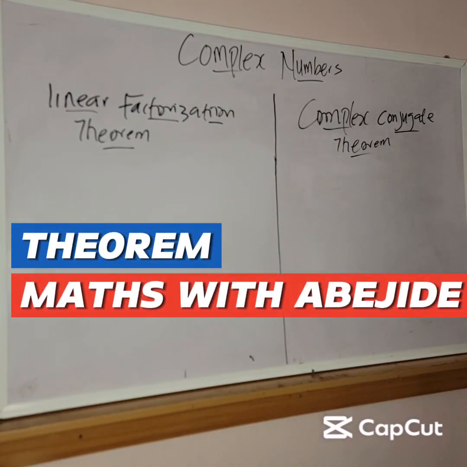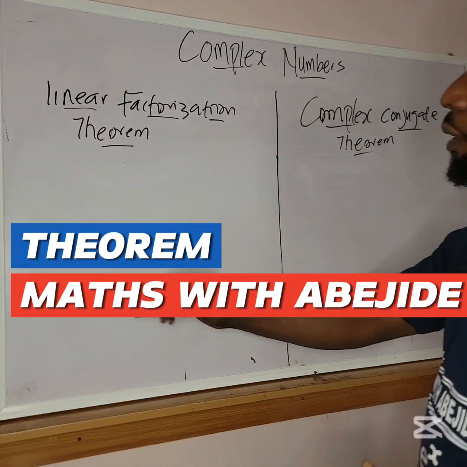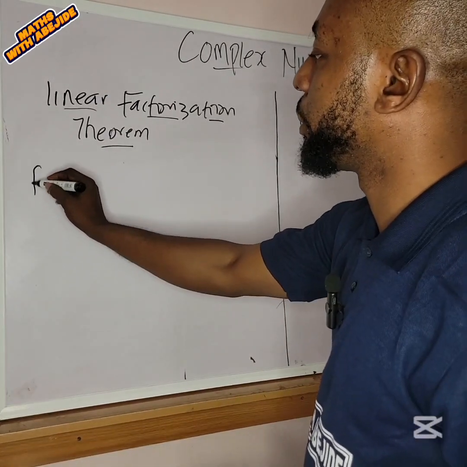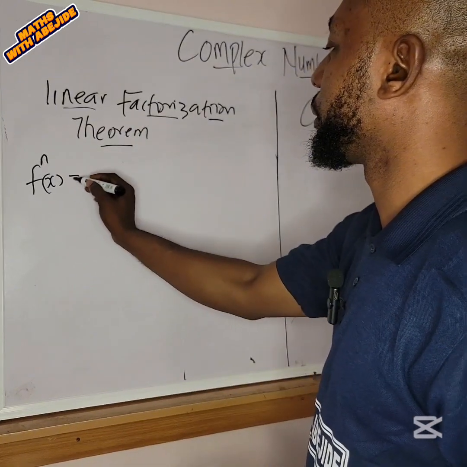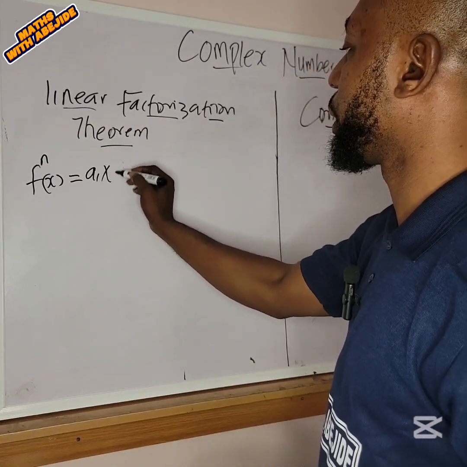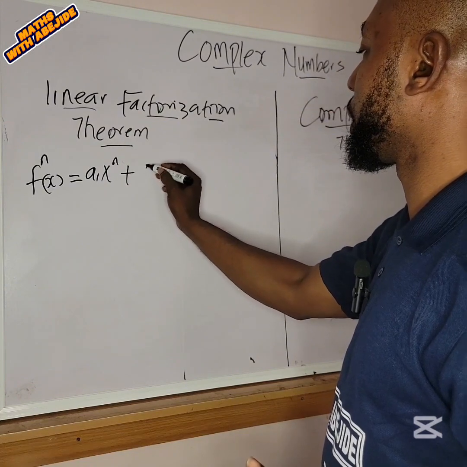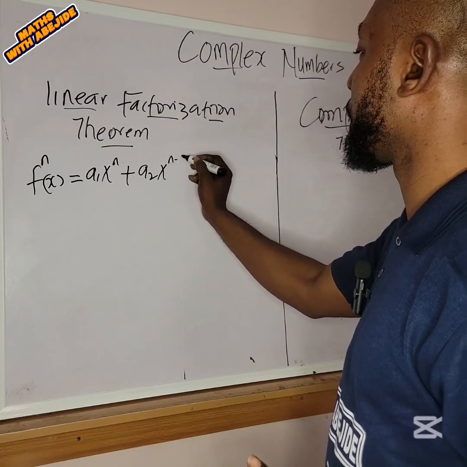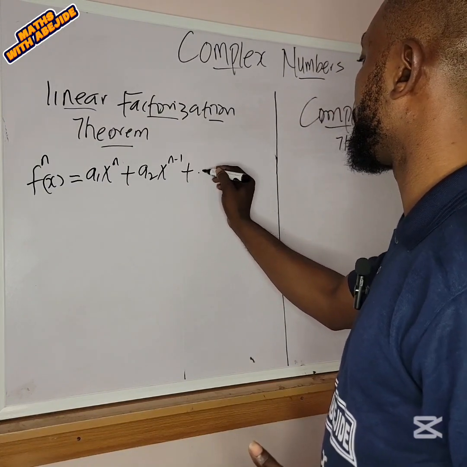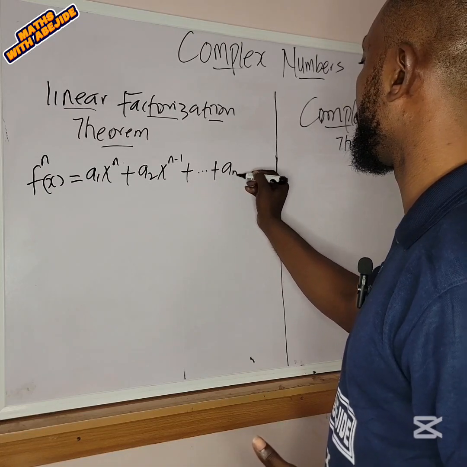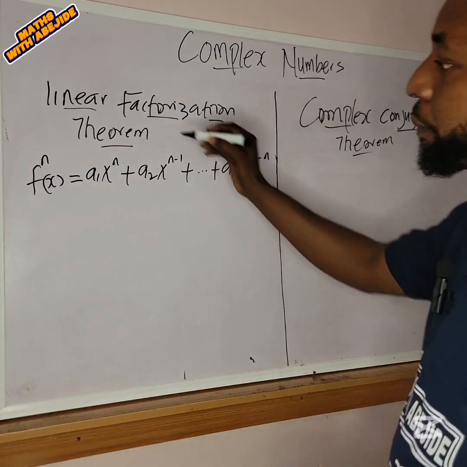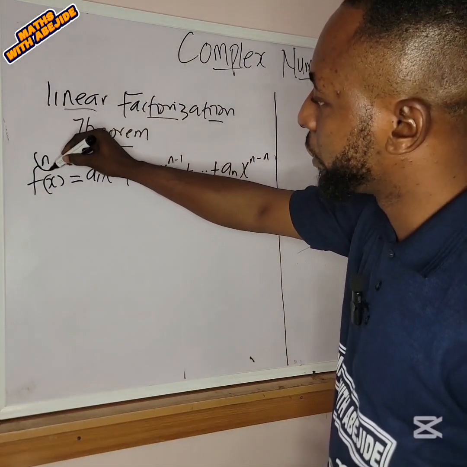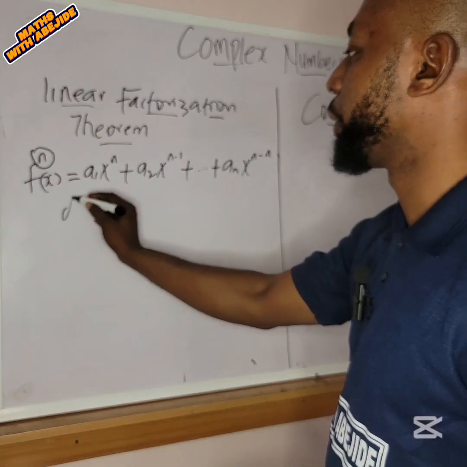We have the linear factorization theorem and the complex conjugate theorem. Let's start from here. Suppose we have a polynomial of degree n equal to a1 x^n plus a2 x^(n-1) plus and so on plus an x^(n-n). As we can see, the degree of this polynomial is n.